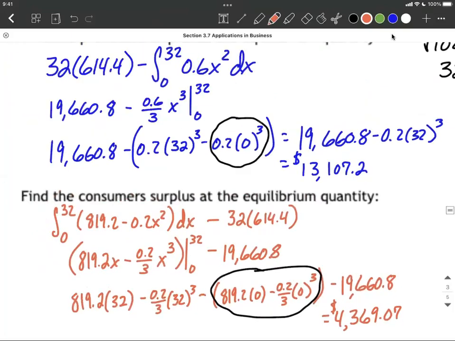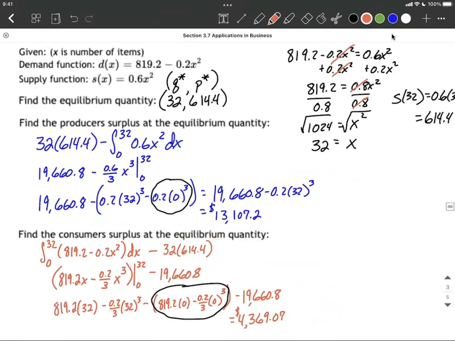All right, so I hope this helps out as you're working on figuring out producer surplus, consumer surplus, and finding the equilibrium quantity when you have some quadratic functions given to you. Good luck.